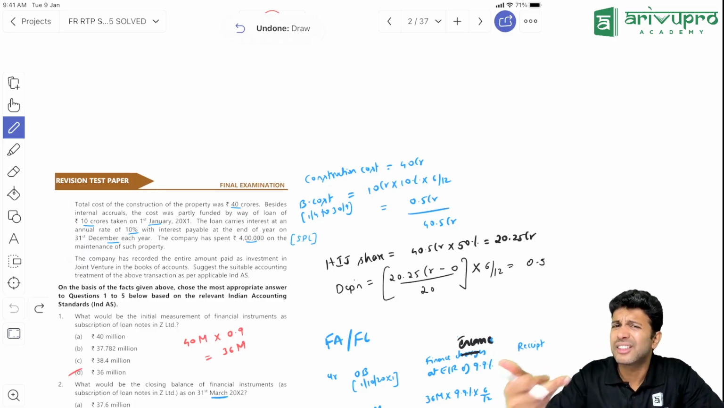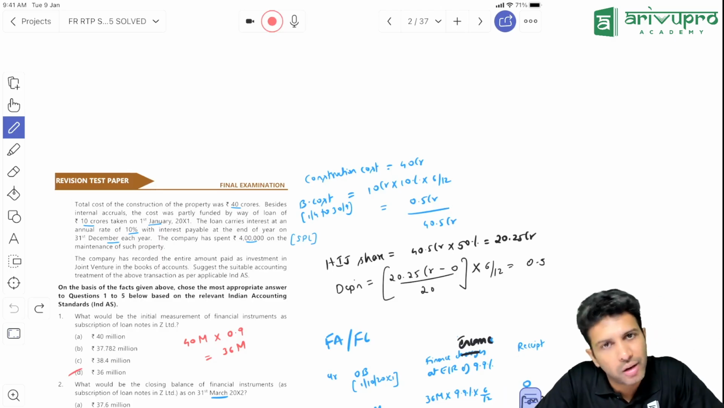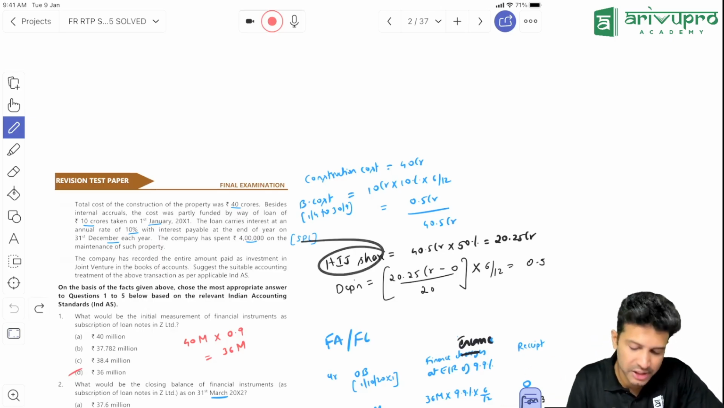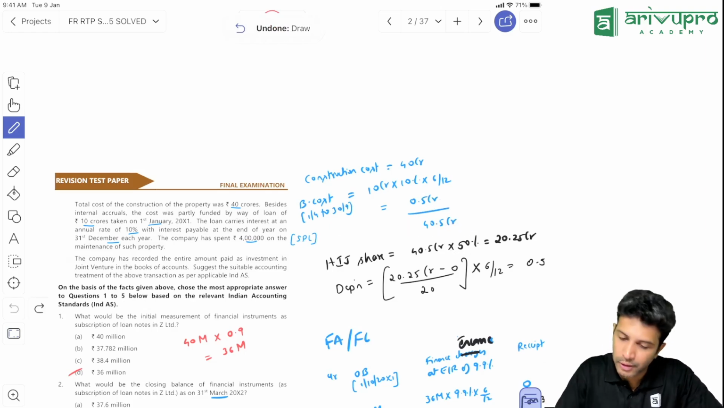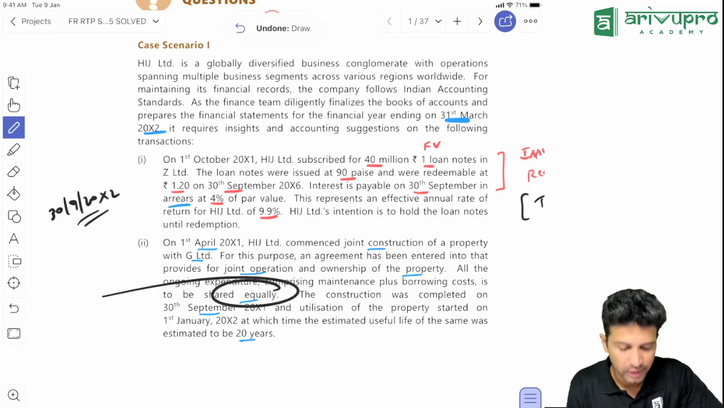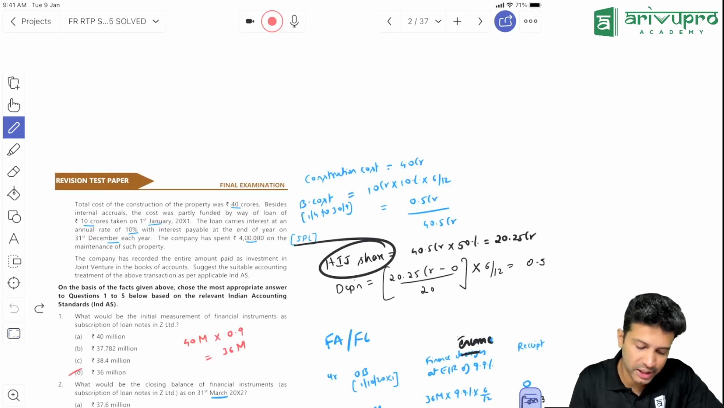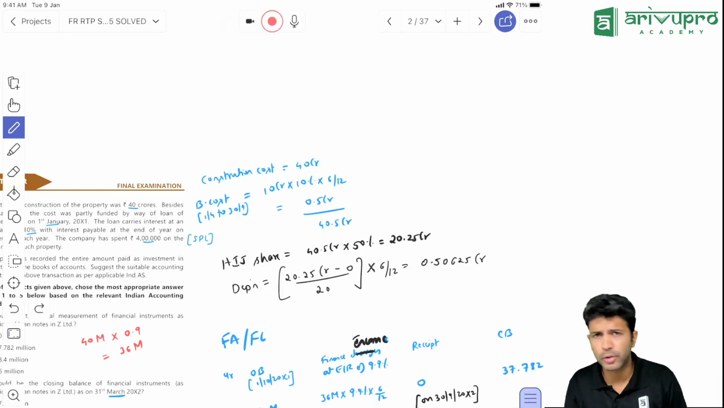The joint operation agreement clearly says that the parties have to share all the income, expenditure, assets, and liabilities in equal ratio. So HIG's share of this particular property will be 50% of 40.5 crore. Why 50%? They told clearly that these things are shared equally, given in the question. So HIG's share in this PPE will be 20.25 crore. That's it. The asset is ready to use in the current year, so we have to depreciate.